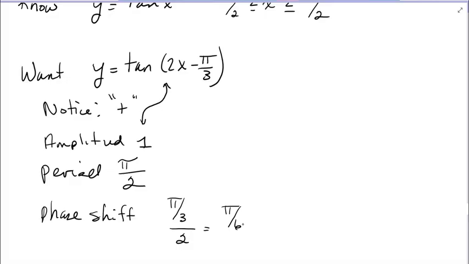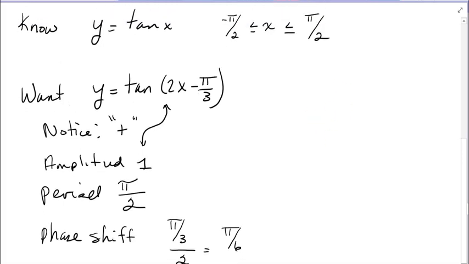That being said, the easiest way to deal with it is to find those asymptotes. The quickest way to find the asymptotes is to utilize the idea that for tan x, x is between negative pi over 2 and pi over 2. Well, that's just for tan x. I don't have tan x. I've got tan of 2x minus pi over 3. So replace your x with 2x minus pi over 3, and this will work every time.